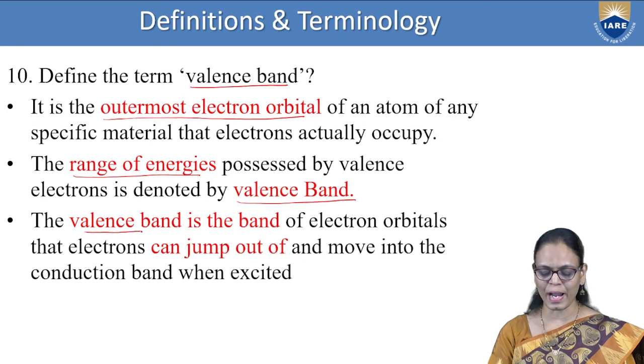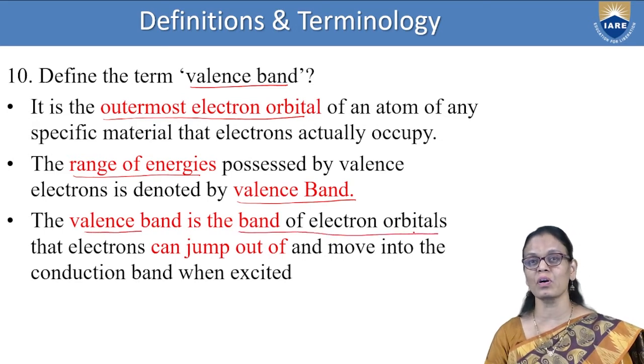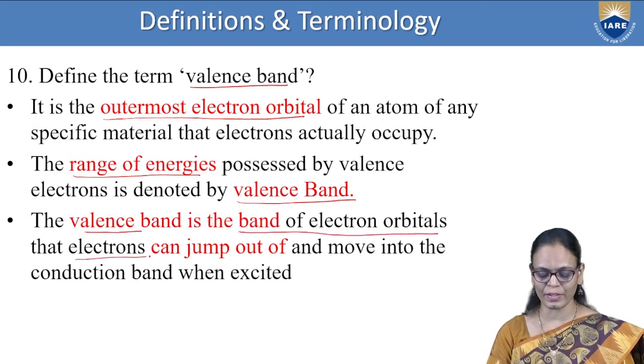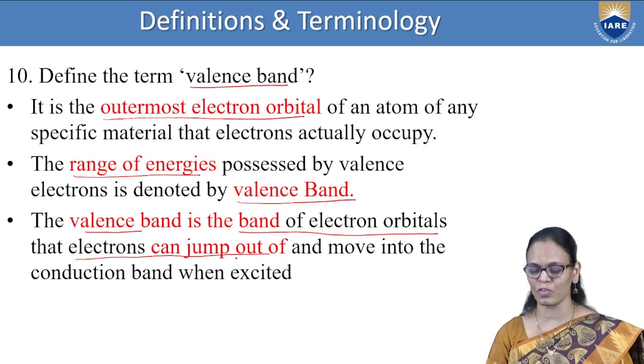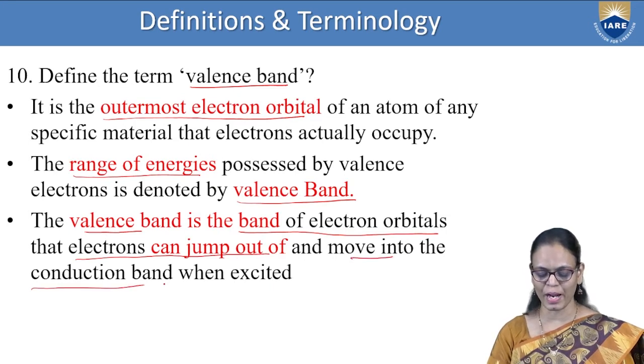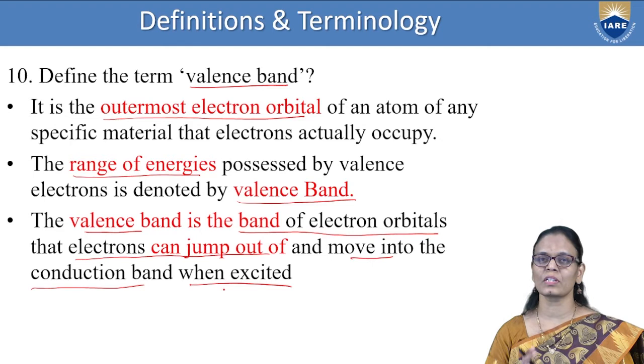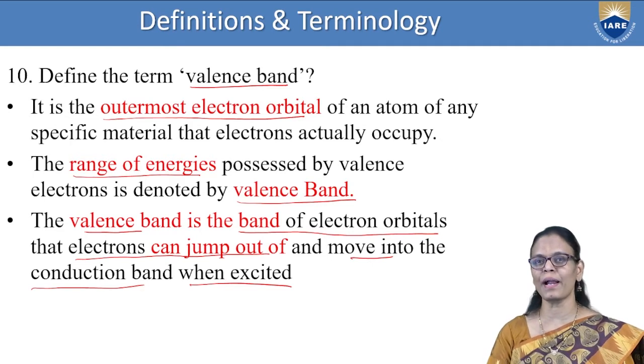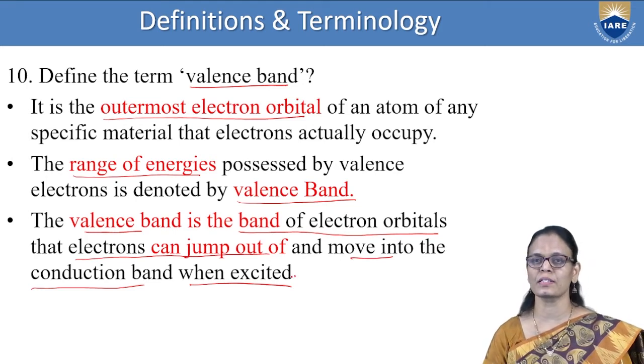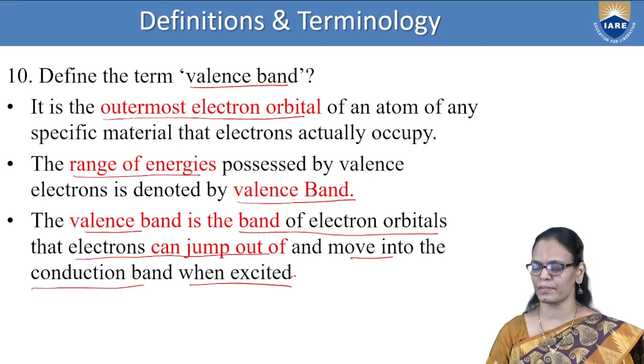So the valence band is the band of electron orbitals that electrons can jump out of and move into the conduction band when excited. So the electrons which are there in the valence band, they can jump out of the valence band and move to the conduction band when they are supplied with energy. That means when they are excited.